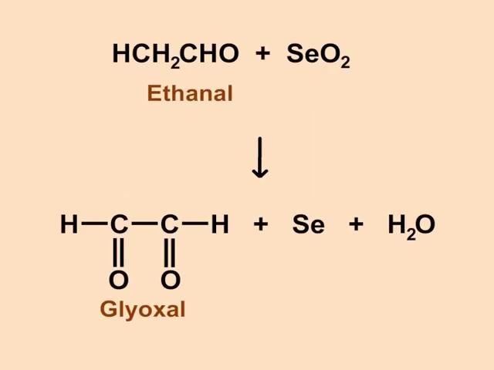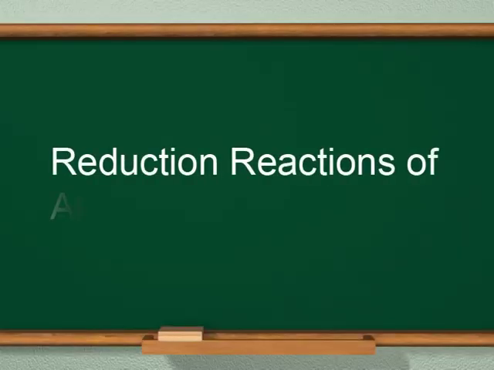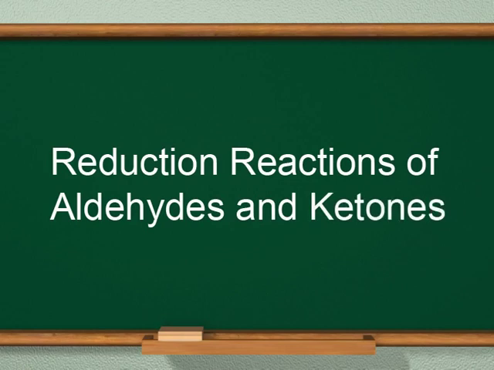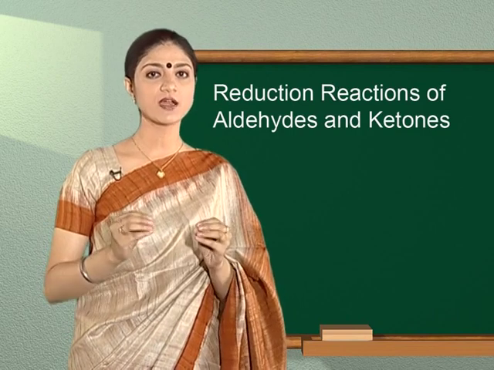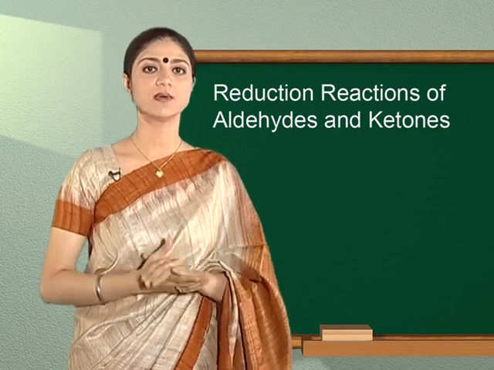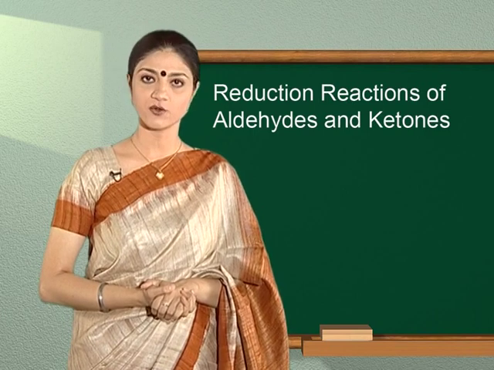Even some aldehydes, except formaldehyde, can also be oxidized with selenium dioxide. Ethanal is oxidized with selenium dioxide to form glyoxal, selenium, and water. Now we will discuss the third type of reaction, that is reduction reactions of aldehydes and ketones. Aldehydes and ketones are reduced to alcohols by partial reduction or hydrocarbons by complete reduction with suitable reagents.